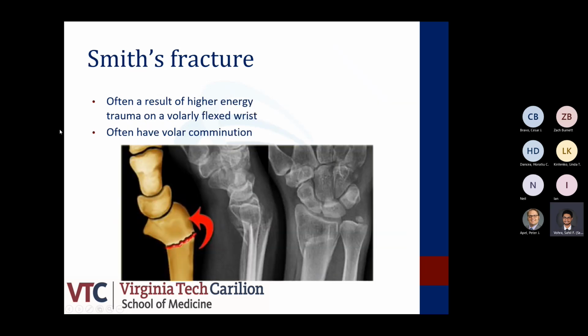A Smith's fracture, typically, is a result of higher energy trauma on a volarly flexed wrist. They often have volar comminution, but it's basically the opposite. So it's apex dorsal angulation with some volar translation, and you get this apex dorsal here. And then you can see this volar comminution with this particular fracture pattern.